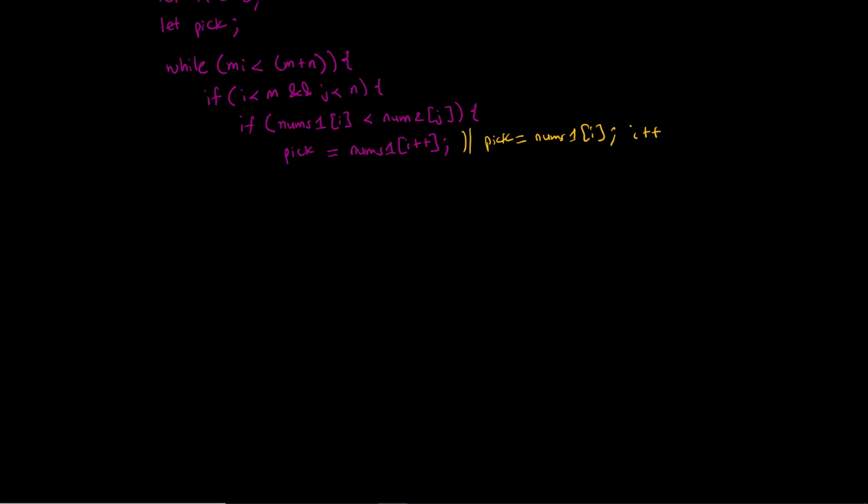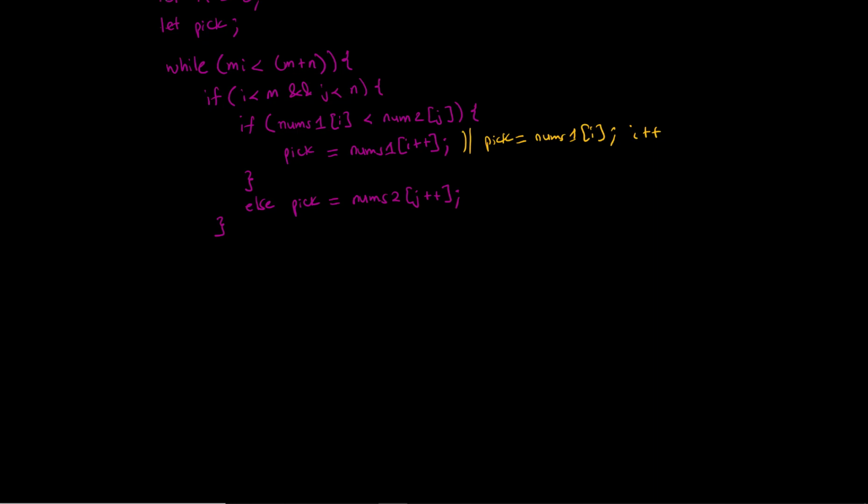So we pick this. What if it's the opposite? We pick the other. So else, pick nums2[j], and again do the same thing, j plus plus, so that we pick it and increment j at the same time. And that's the end of these two comparisons.